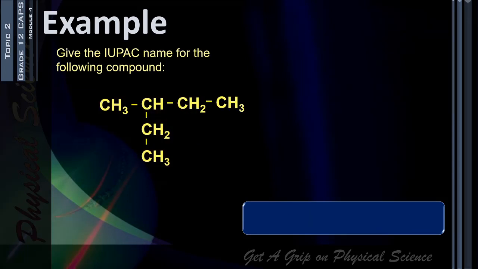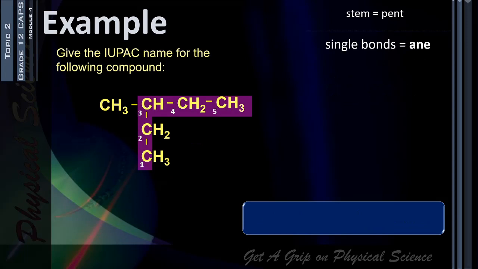The longest chain is 5 carbons, so the stem name will be pent. Only single bonds, so this is an alkane. If we number the longest chain from the bottom, the alkyl group is on carbon number 3. But if we number it from the right hand side, the alkyl group will still be on carbon number 3.